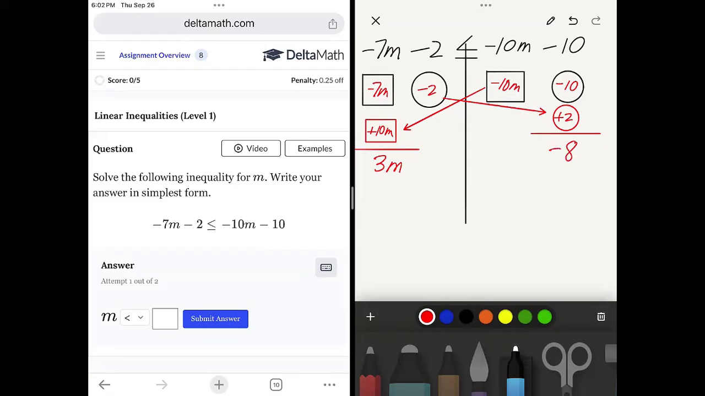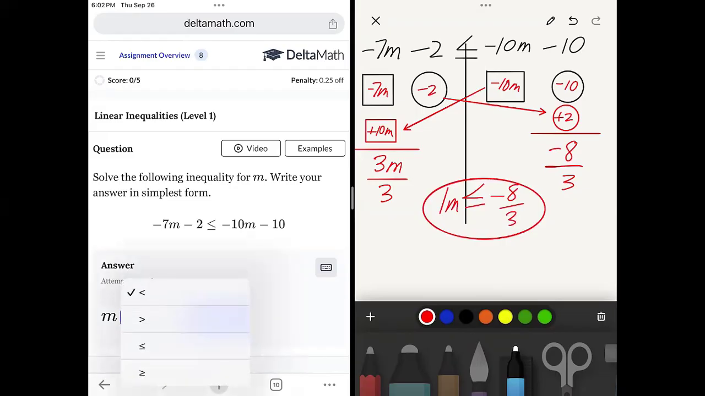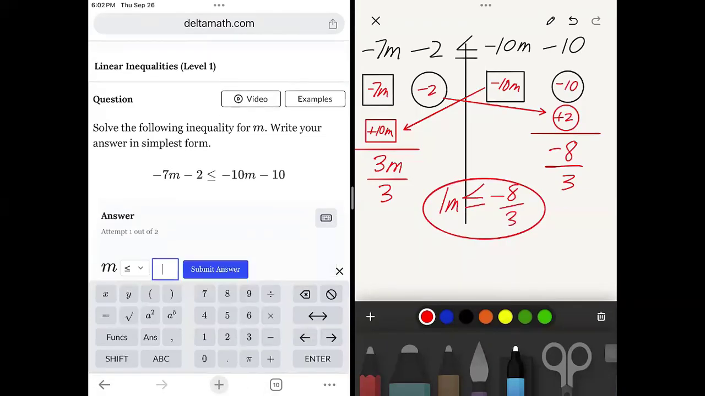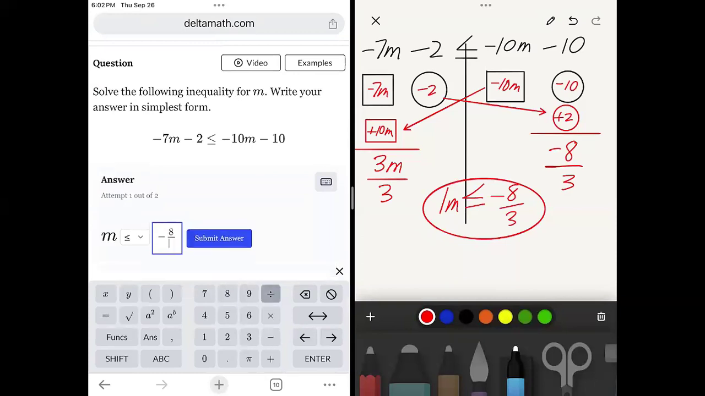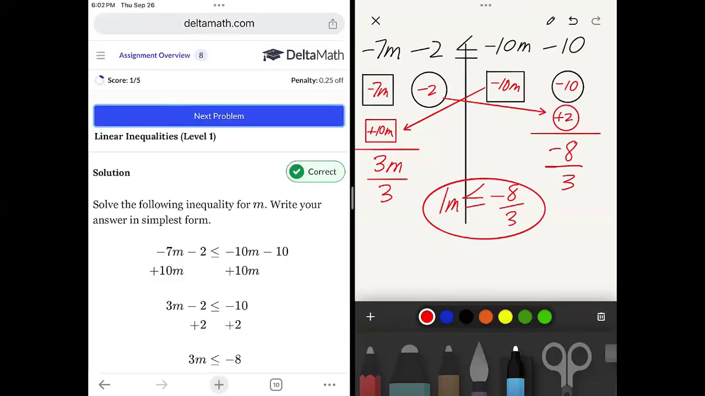Now, I can't do anything with this, so we're going to divide both sides by the coefficient. The coefficient is positive, so it's just going to be 1m is less than or equal to negative 8 over 3. That is our answer. So let's enter that. This is going to be less than or equal to, and then negative 8 divided by 3. We submit this, and let's see what we got. That's correct. Even though this is a fraction, it's all right.